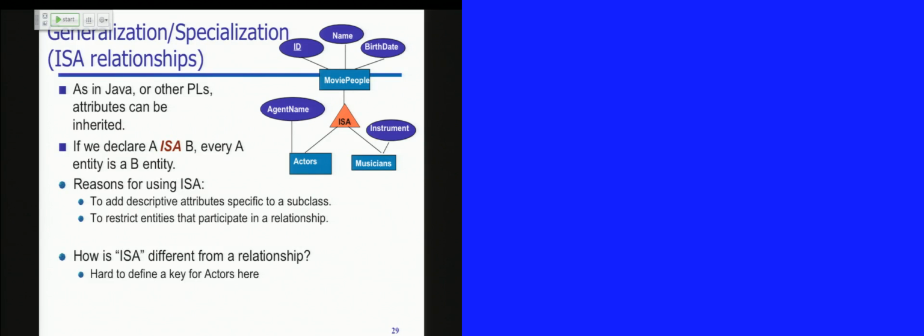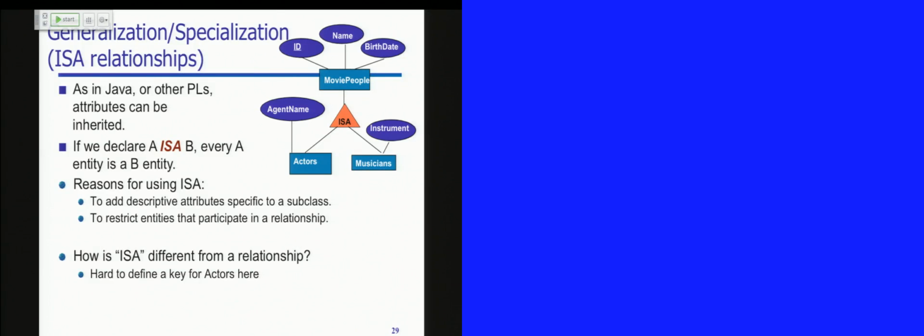But in inheritance, if my actors has only one attribute, which is agent name, there's no way for me to distinguish each actor just with the attribute that it has. Rather, I would also need the rest of the attributes for actors, hence ID, name, and date of birth, in order to distinguish that person. Okay, so this is how this is different from having a relationship which specifies the relationship between movie people and actors. Question?